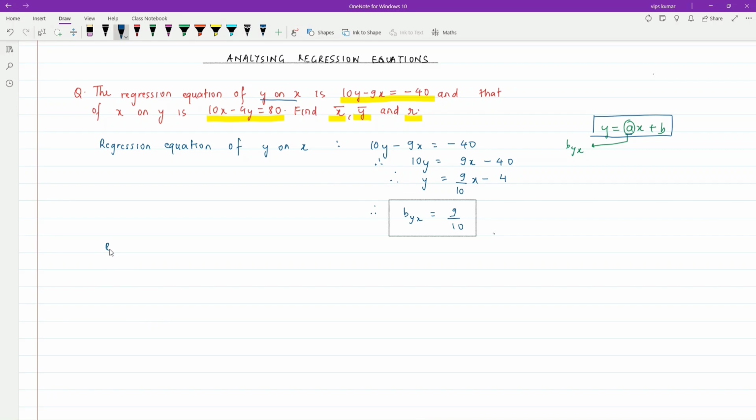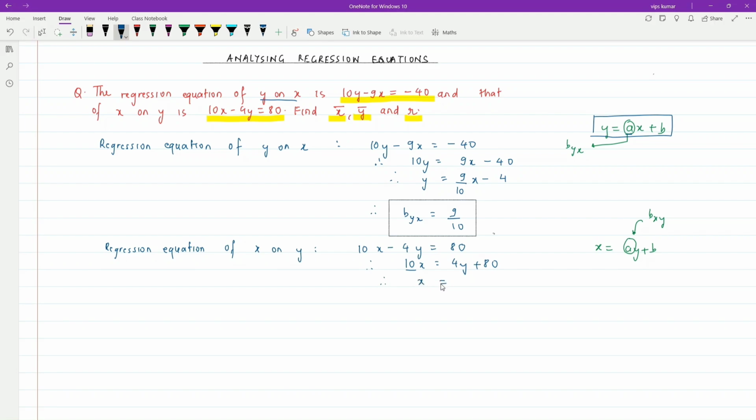Similarly, using the regression equation of x on y, we can calculate the coefficient bxy. So for this, we are going to rewrite the equation in the form x is equal to ay plus b. The coefficient of y, which is a, is going to be the regression coefficient of x on y denoted by bxy. Now in this case, we'll be moving negative 4y to the other side. So we'll get 10x is equal to 4y plus 80. Also, we need to get rid of the coefficient of x, which is 10. So we'll be dividing both the sides by 10.